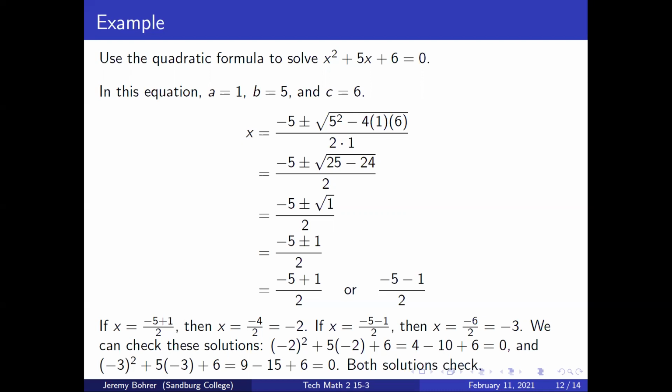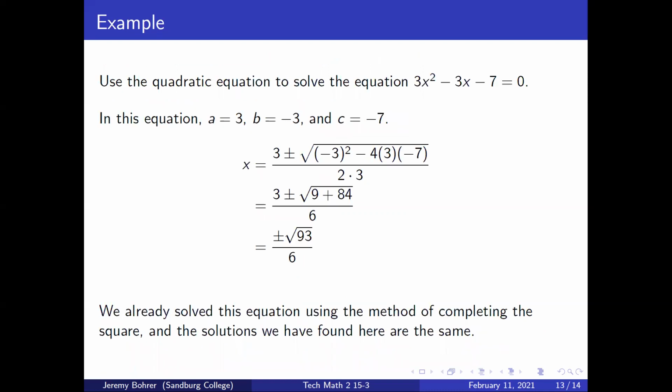If x equals negative 5 plus 1 over 2, then x equals negative 4 halves, which is negative 2. If x equals negative 5 minus 1 over 2, then x equals negative 6 halves, which is negative 3. We can check these solutions. Negative 2 squared plus 5 times negative 2 plus 6 equals 4 minus 10 plus 6, which is 0. And negative 3 squared plus 5 times negative 3 plus 6 is 9 minus 15 plus 6, which is again 0. So both solutions check.